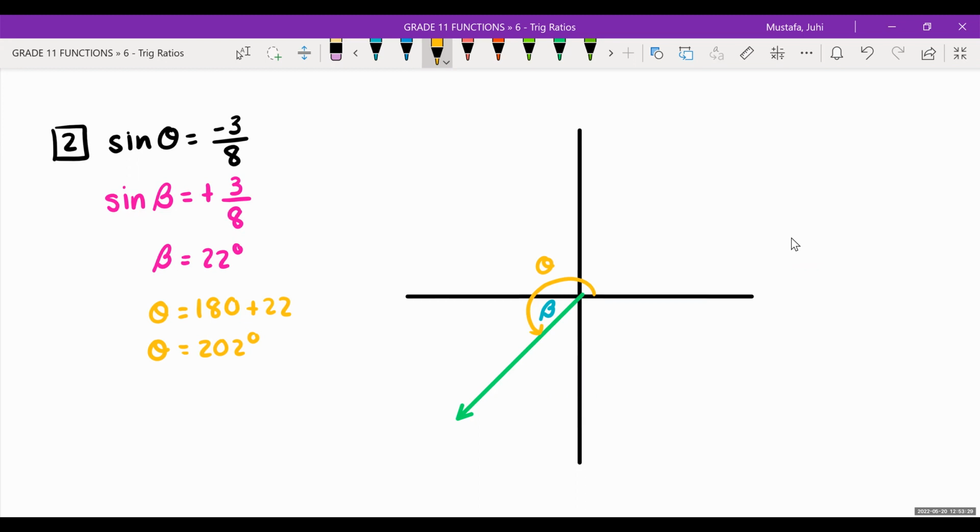Because in the question, it says theta is in the third quadrant. So yes, theta does exist in 2 different quadrants, but in this question, we just are looking at the third quadrant. If it tells you which one to draw it in, you don't draw the other one.